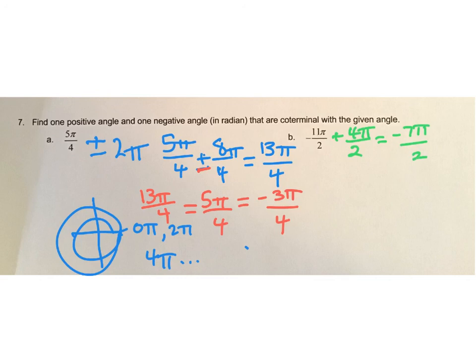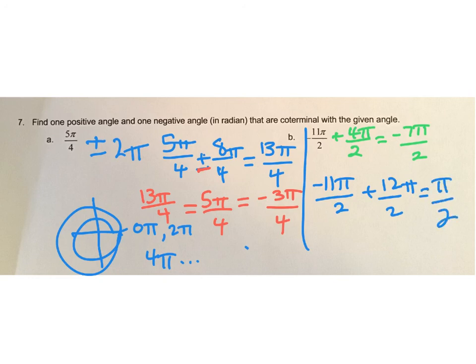But to get a positive coterminal, we're going to need to add a lot. That's 5.5. We're going to need to add, looks like 6 pi. So let's change the color here. And let's put negative 11 pi over 2 plus 6 is 12 pi over 2. 6 pi over 2 equals pi over 2. So we had to add a lot of rotations, 2 pi, 4 pi, 6 pi. We decided to add 6 pi, and that's how we got a positive coterminal.